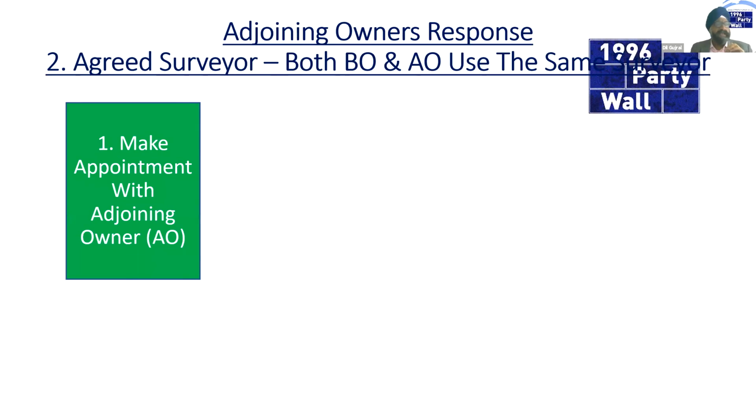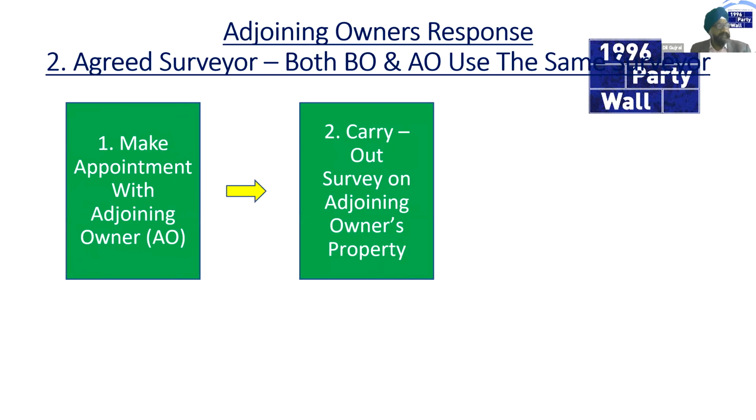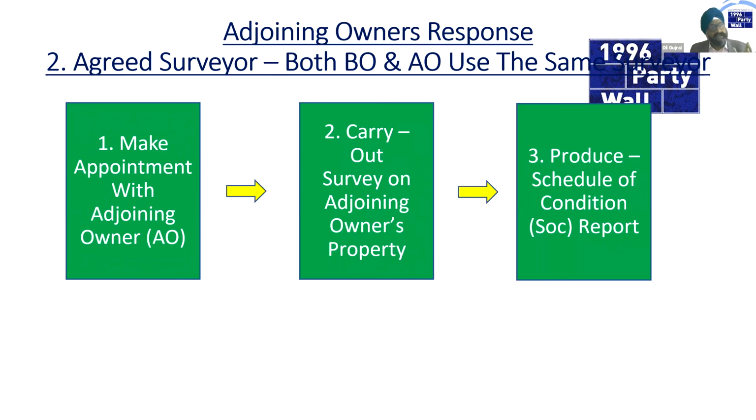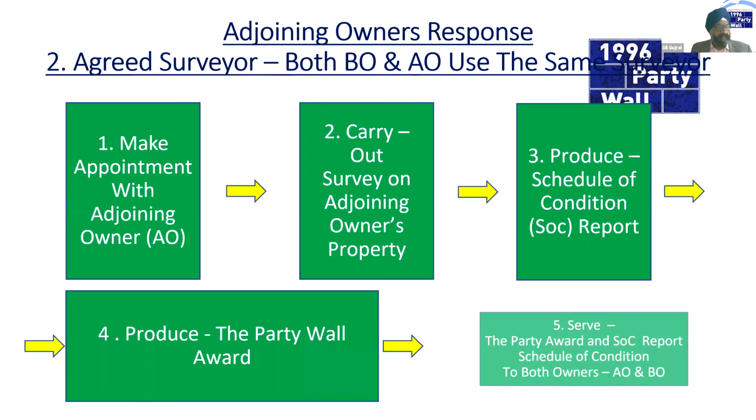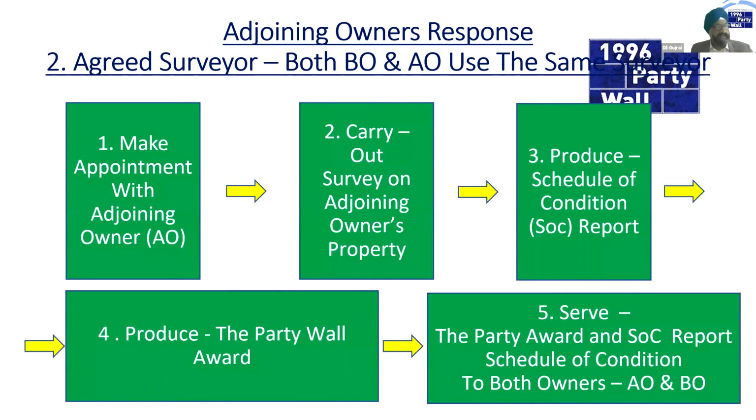Where the adjoining owner selects the agreed surveyor option, we make an appointment with them. We carry out a schedule of condition, a similar process. This time we're creating a schedule of condition report. We're also then writing up a party wall award, which is commonly termed an agreement. And then we serve that to both sides. So that's the end of that process. So the building owner can then start works.